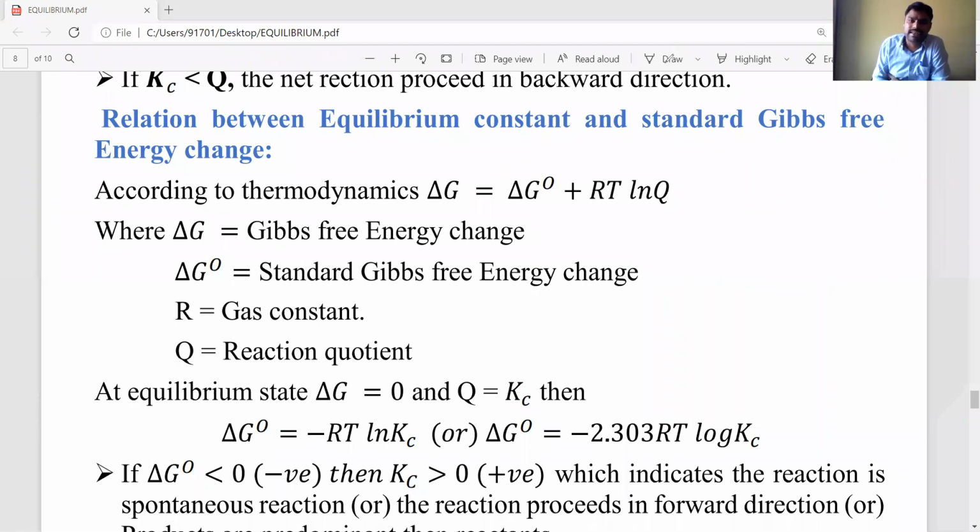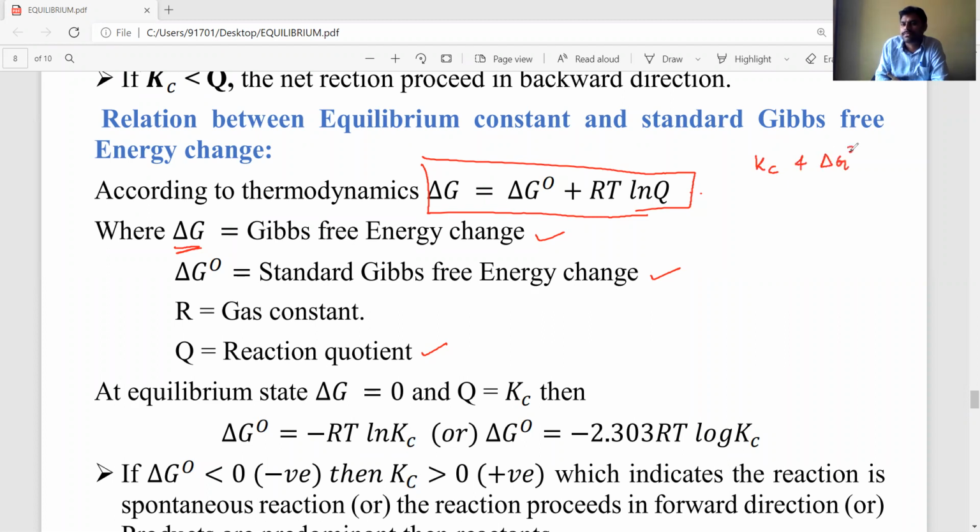So the thermodynamic relation is delta G equals delta G naught plus RT ln Q, where Q is the reaction quotient, delta G is the Gibbs free energy change, delta G naught is the standard Gibbs free energy change, and R is the gas constant. Now this relation you have to take directly. From this relation, we have to derive the relation between Kc and delta G naught.